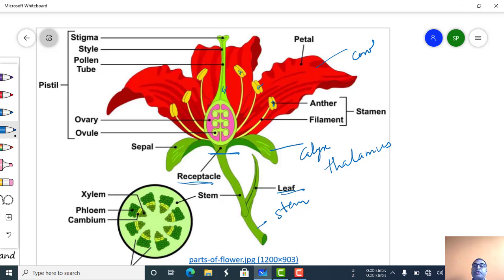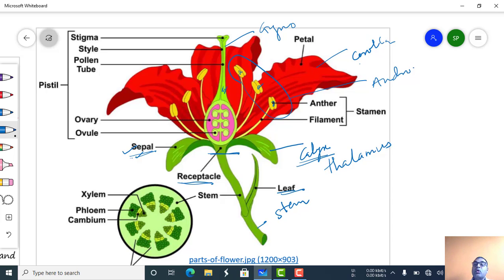The second floral whorl is called the corolla. The third floral whorl is called the androecium, and the innermost whorl is called the gynoecium. The calyx is made up of sepals. The calyx whorl is formed by the sepals, and an individual member of the calyx is called a sepal.